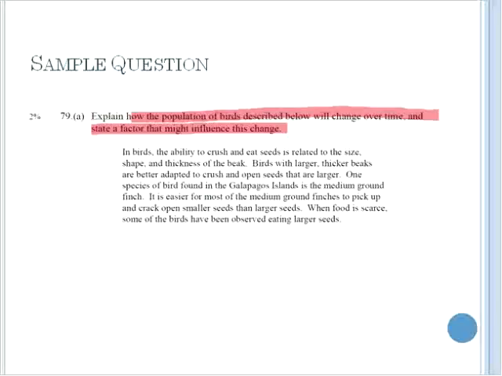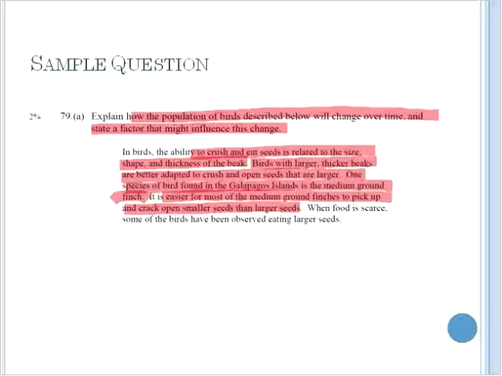The paragraph reads: in birds, the ability to crush and eat seeds is related to the size, shape, and thickness of the beak. Birds with larger, thicker beaks are better adapted to crush open seeds than are smaller ones. One species of bird found in the Galapagos is the medium ground finch. It is easier for most of the medium ground finches to pick up and crack open smaller seeds than larger seeds. When food is scarce, some of the birds have been observed eating larger seeds.